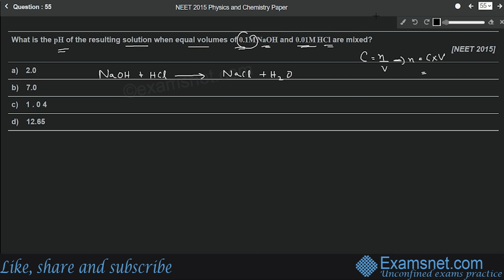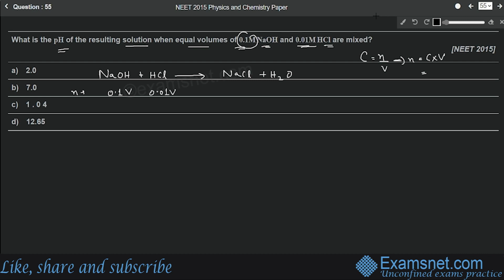Concentration of NaOH is 0.1 molar. So its number of moles will be equal to 0.1 into V, where V is the volume. Number of moles is concentration into volume. Concentration is 0.1 molar and volume is V. Similarly, for HCl, number of moles will become 0.01 into V.